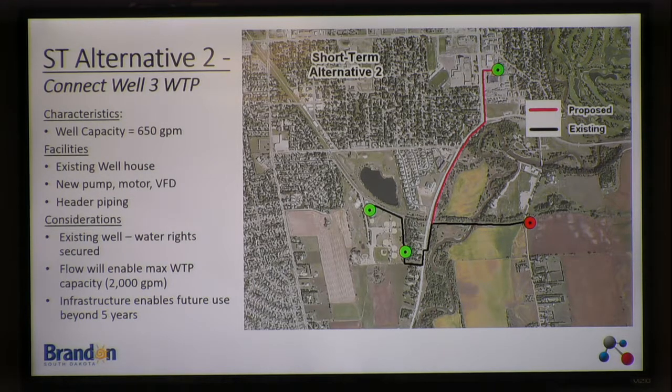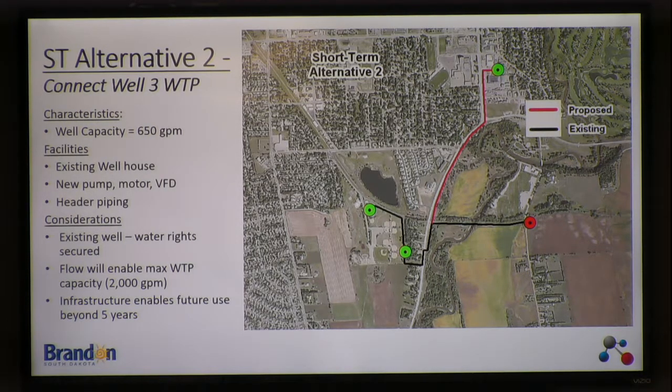And as an interim, connect it to the transmission line that comes from well number 7 to the treatment plant. As an existing well house, it would need a new motor, pump, VFD to be able to match up its flows with what's needed, and the header piping. So there's existing water rights for that well, no additional consideration there. That flow would enable the treatment plant to operate at its max capacity of 2,000 gallons per minute.